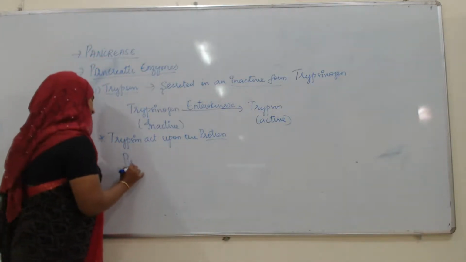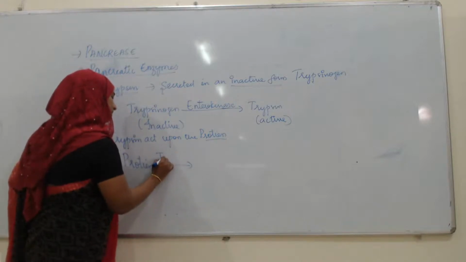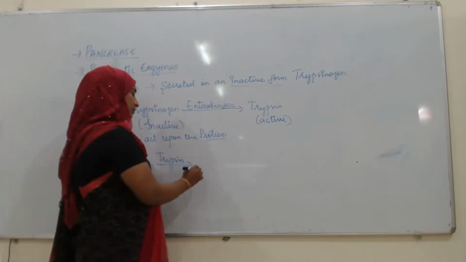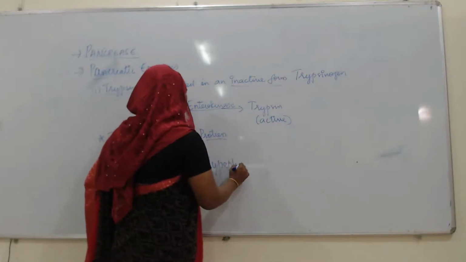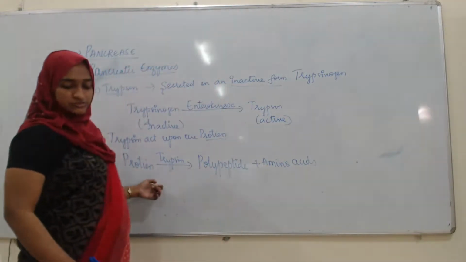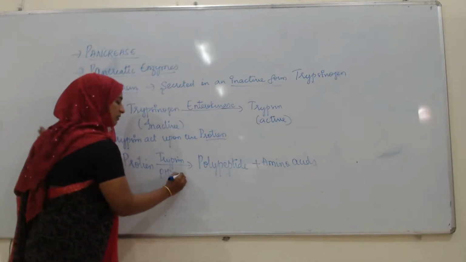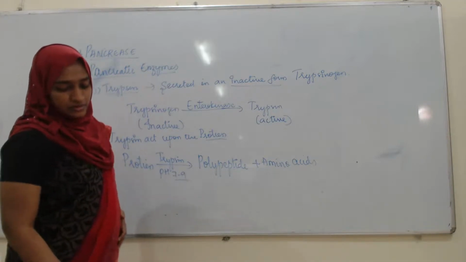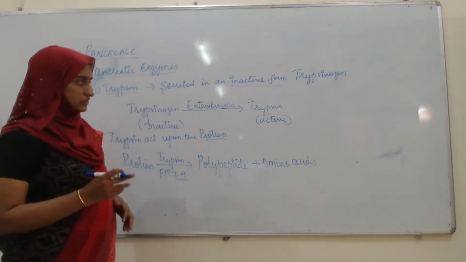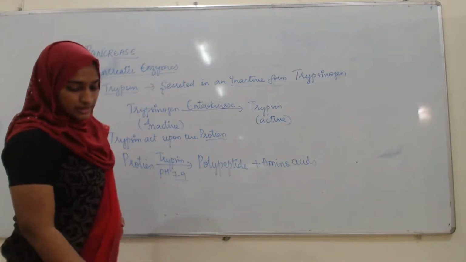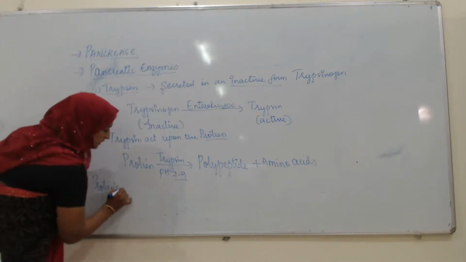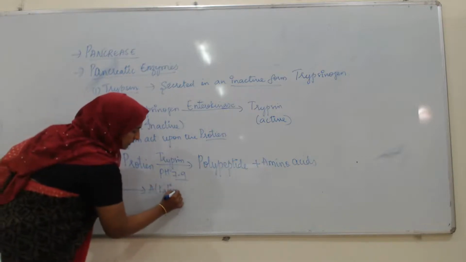Proteins, in the presence of the enzyme trypsin, are converted into polypeptides and amino acids. What will be the pH maintained over here? The pH will be 7 to 9. Then again, how are these proteins converted? First, proteins get converted into alkaline metaproteins.